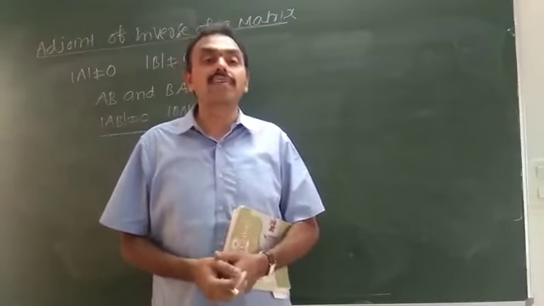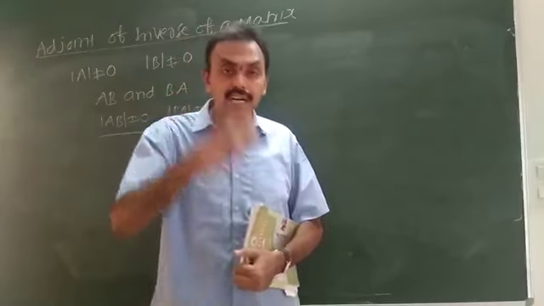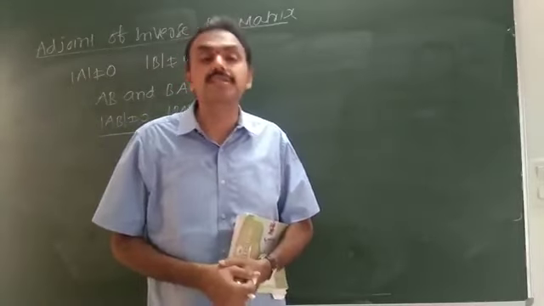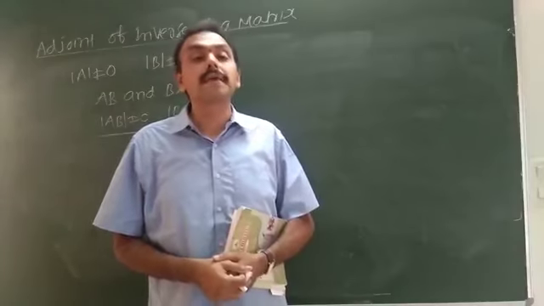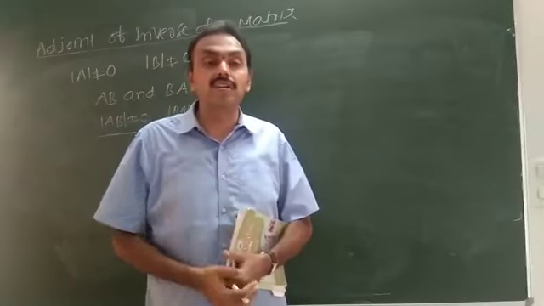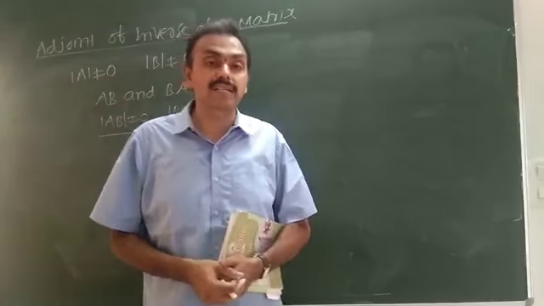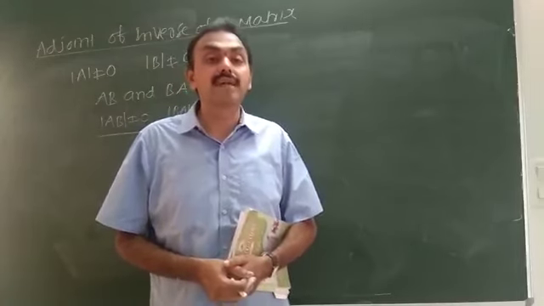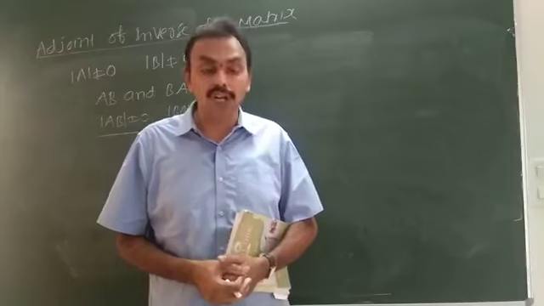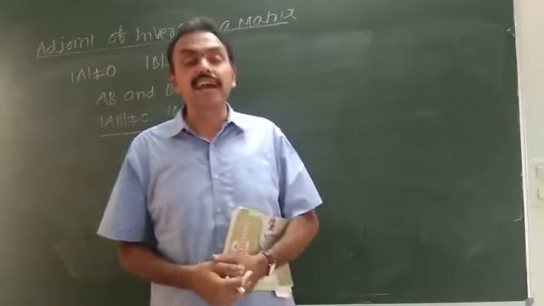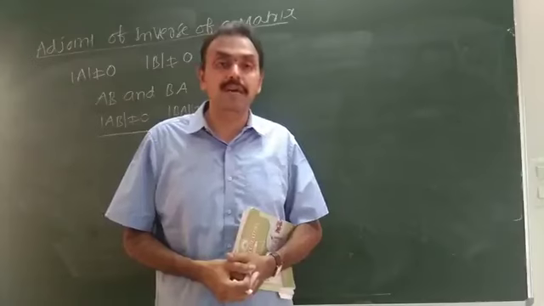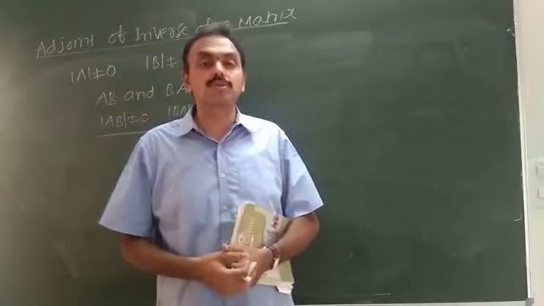I have given you the example of a 2 cross 2 matrix. The adjoint of a 2 cross 2 can be obtained easily by interchanging the diagonal elements and changing the signs of the other elements. Then you have understood the property A into adjoint A is equal to adjoint A into A is equal to determinant A into I. Then we have understood the definition of singular matrix: a square matrix A is said to be singular if determinant A is equal to 0, and non-singular if determinant A is not equal to 0. We have told the last property. If A and B are non-singular matrices, then AB and BA are non-singular matrices of the same order. So we have discussed all these concepts in this class.